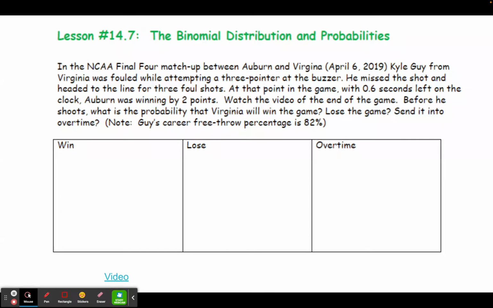Now, we're going to watch a video clip of the end of the game and break it into chunks, and we're going to calculate some probabilities as we go. One other piece of information that you need to know is that Guy's career free throw percentage is 82%. So, he's a good free throw shooter, and we're going to assume that that number, 82%, represents his ability and that each shot is independent. So, the probability of him making a free throw is going to stay 0.82 for each shot.